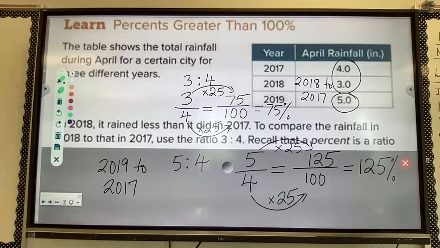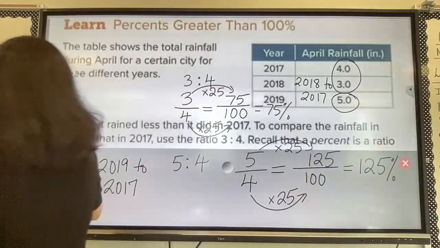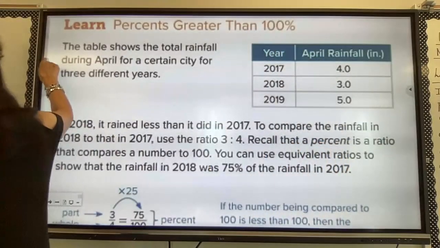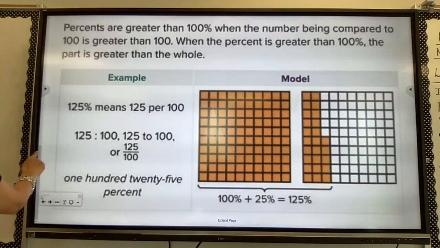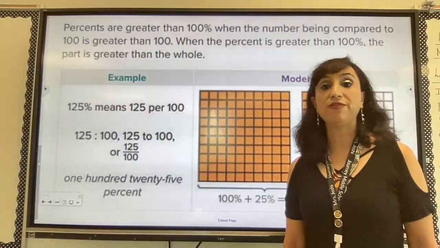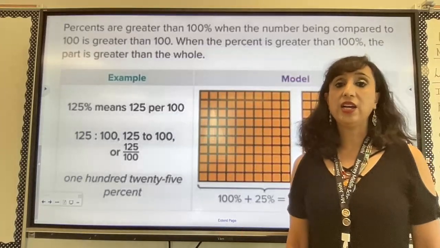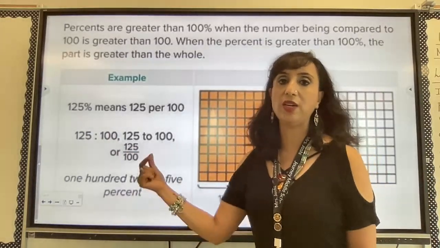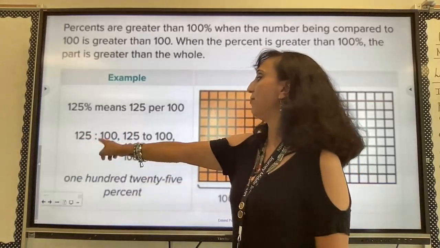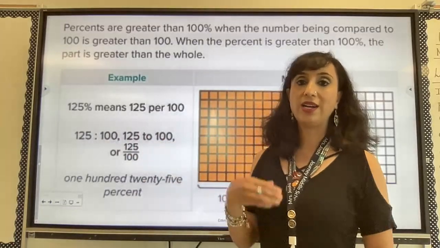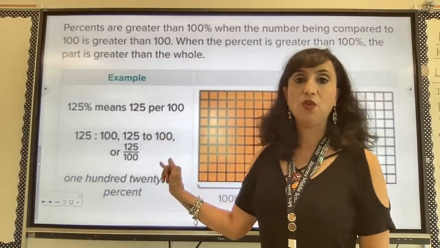So let me show you what this would look like in a model. Look, 125% means what? 125 per 100, and I can write it like this. There are three ways of writing ratios. You can write it with the colon, so 125 to 100. I can write it as 125 to 100, or I can write it like a fraction, which is 125 over 100.